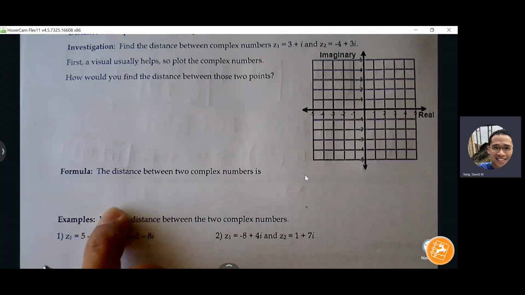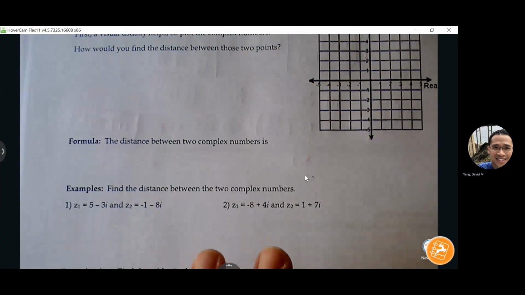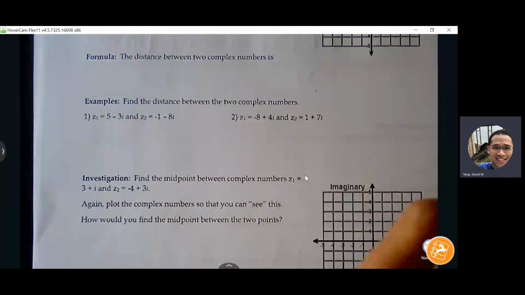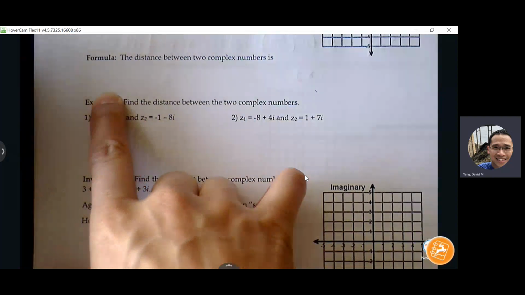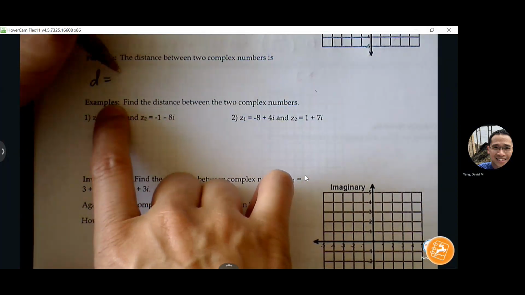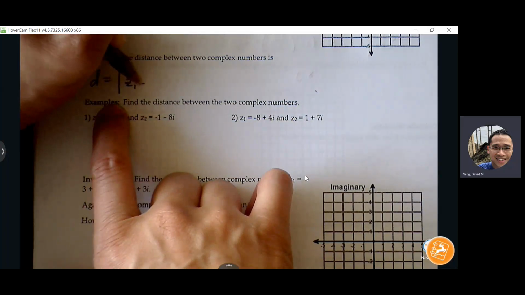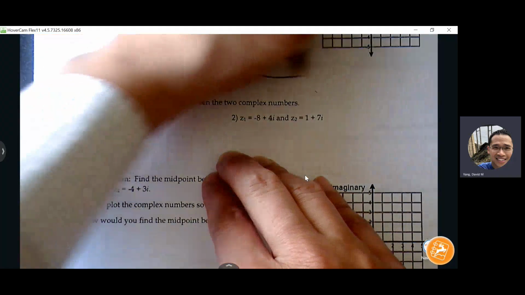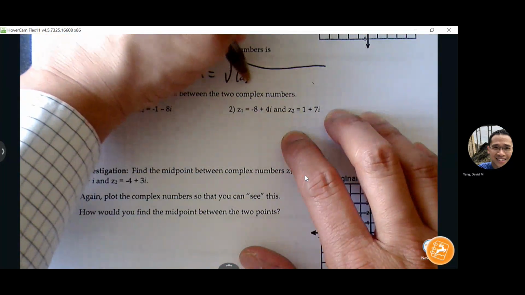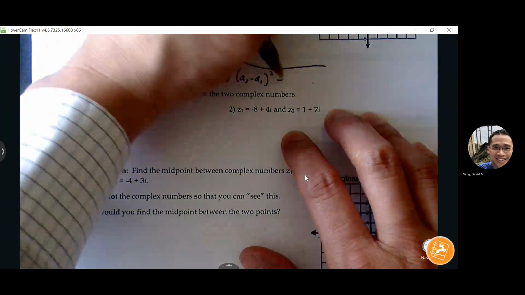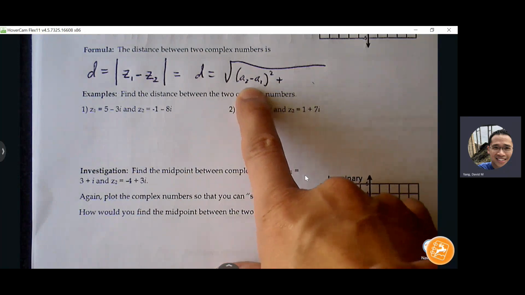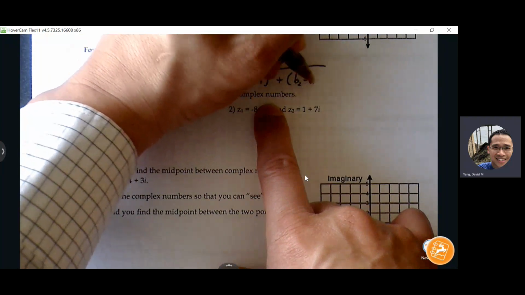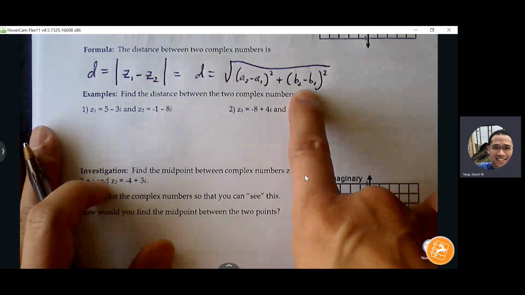Okay, we'll skip the investigation. We already know the formula. This is just based off of the distance formula. So if I want to find the distance between two complex numbers, here's the formula. d is equal to the absolute value of z sub 1 minus z sub 2. And it's basically the distance formula that you've seen over the years. So you take your real components, subtract them, a sub 2 minus a sub 1, square it, and then your imaginary components, which is the coefficient in front of the i, combine those together.